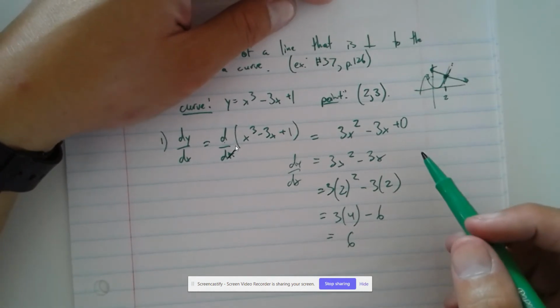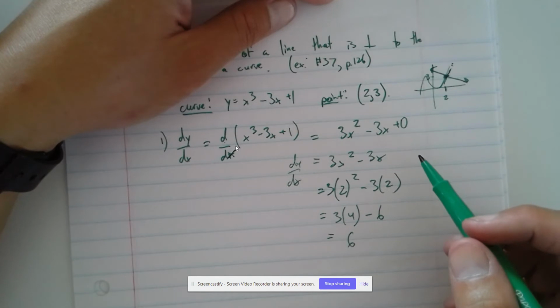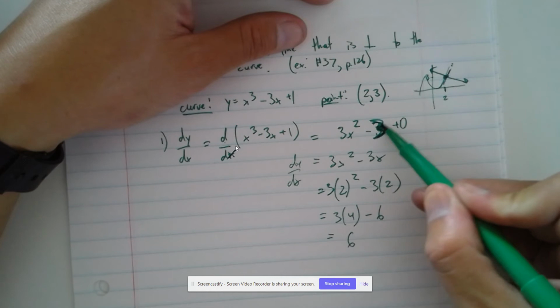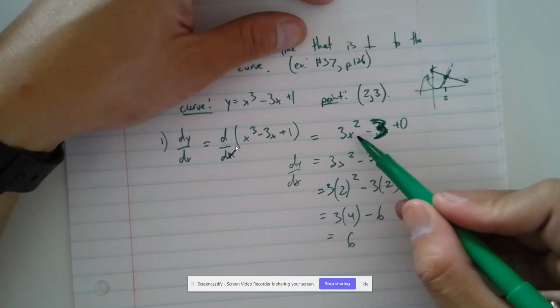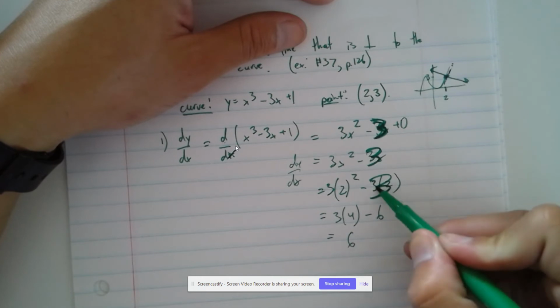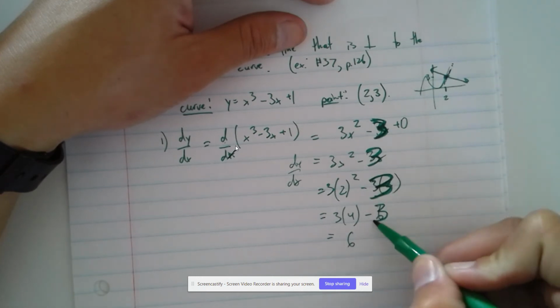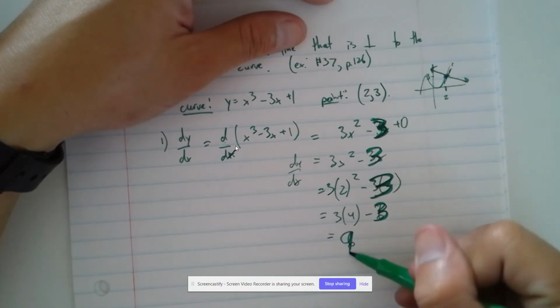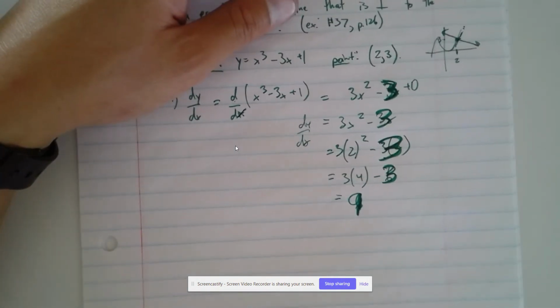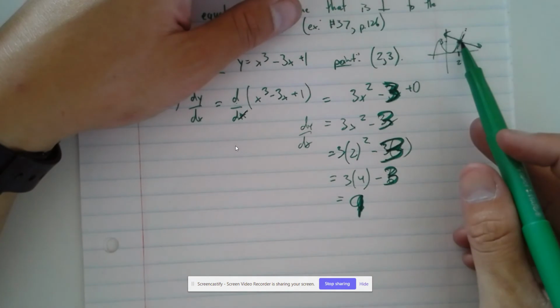Give me one second. Oh, you know what it is, guys? I wrote this wrong. Sorry, you guys probably caught this. It's 3x squared minus 3. This is not 3 times 2, it's just 3. So it's 3 times 4 minus 3, and this should be 9. So that's my slope at that one point.